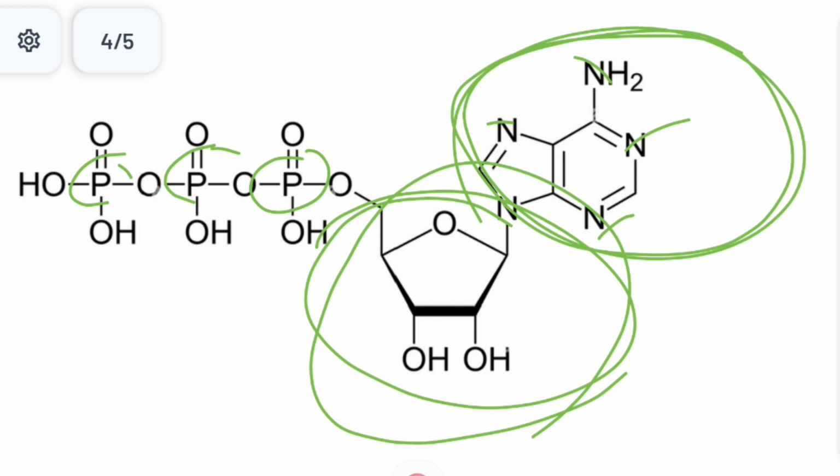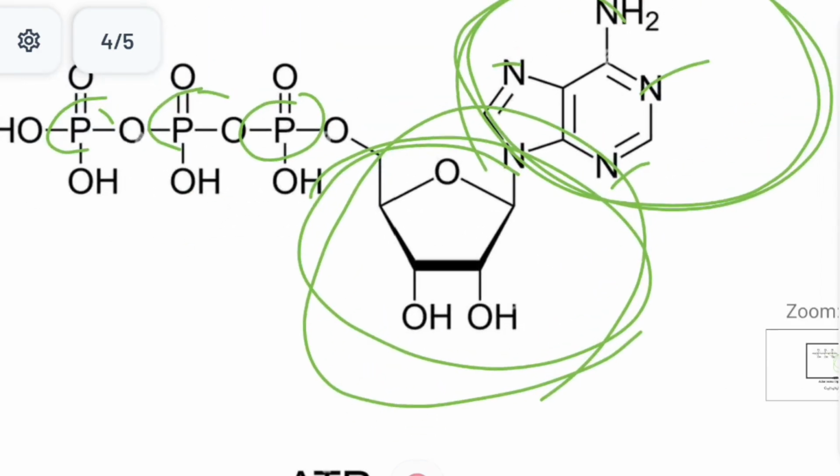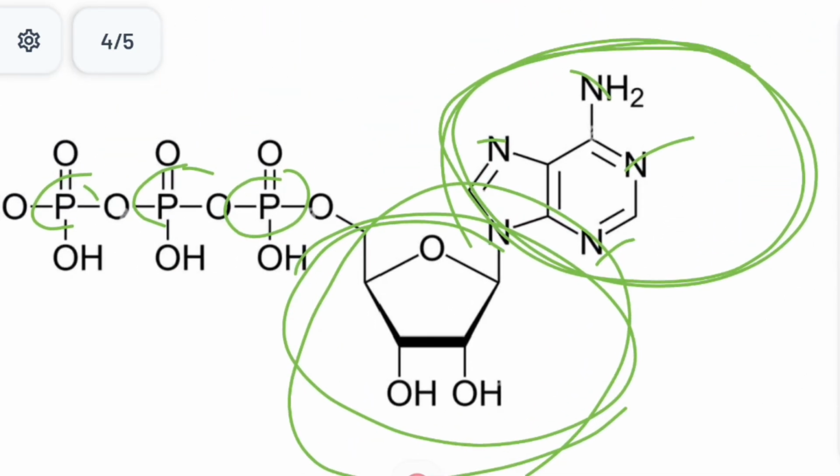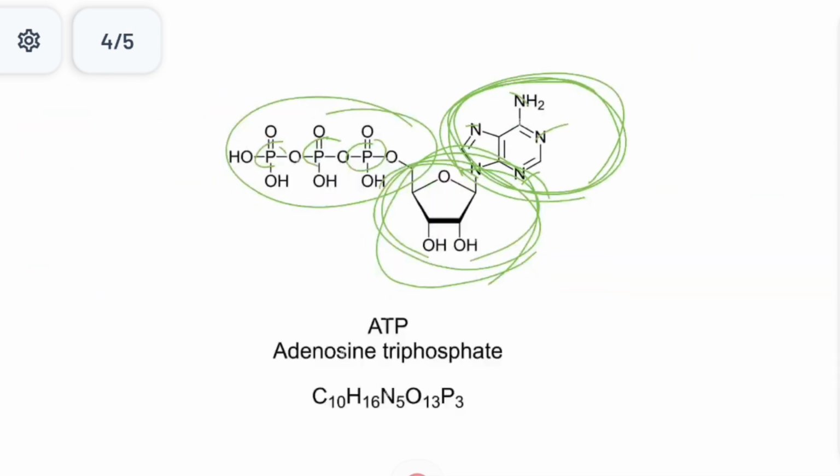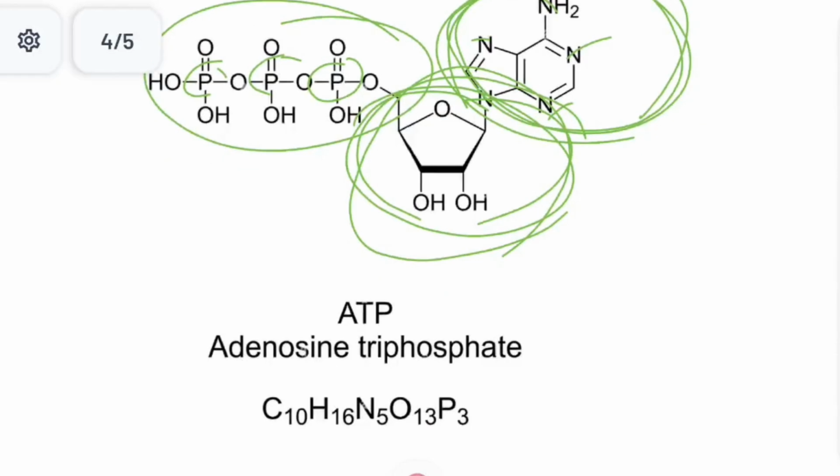Now, ATP is produced through cellular respiration, which breaks down food to create energy. It can also be produced without oxygen through anaerobic respiration, which occurs in plants, algae, and some bacteria. So again, these are the parts of adenosine triphosphate: the nitrogenous base, ribose sugar, and the three phosphate groups. This is the chemical formula for adenosine triphosphate: C10H16N5O13P3.